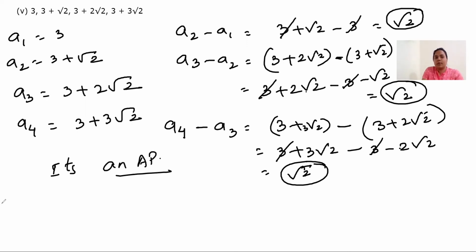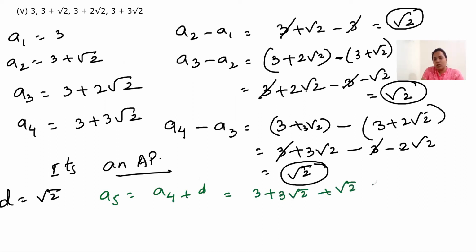Now, if it is an AP, we have to write D. D is root 2, and we will find the other terms. So A5 is equal to A4 plus D. This will be equal to 3 plus 3 root 2 plus root 2. Now we have to add the square roots. So this is 3 root 2 and this is 1 root 2. So we will add 3 and 1, that is 4, and root 2 will be written as it is. So 3 plus 1, 4 root 2.